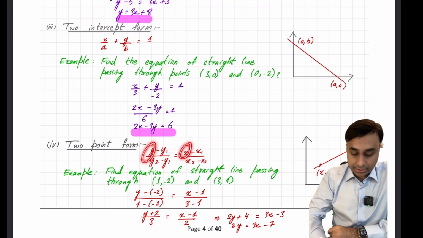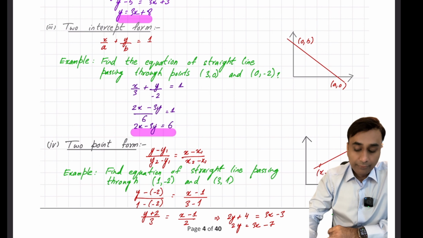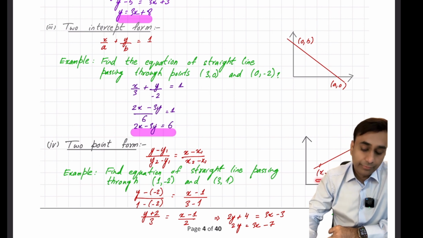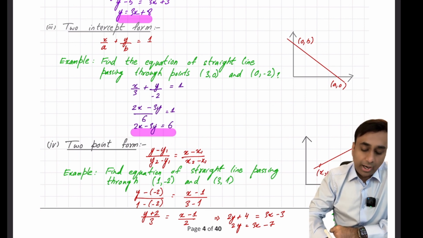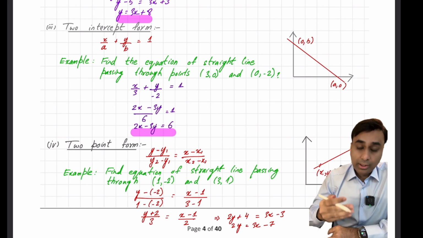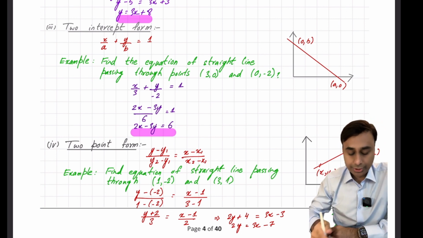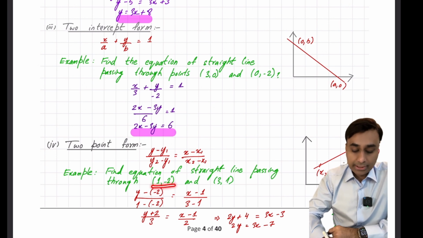Y and x are still part of the equation. They will stay as they are, but you will identify one coordinate pair as x1, y1 and the other point as x2, y2. It really doesn't matter which point you take as x1, y1 and which you take as x2, y2. But once you have chosen, you just need to place them into the formula.